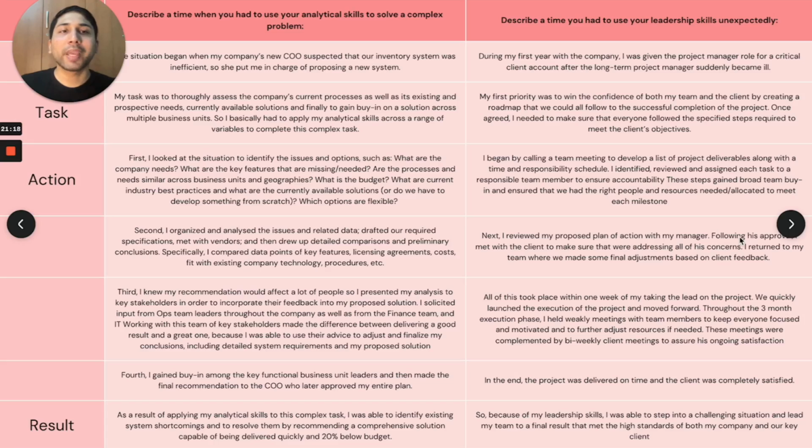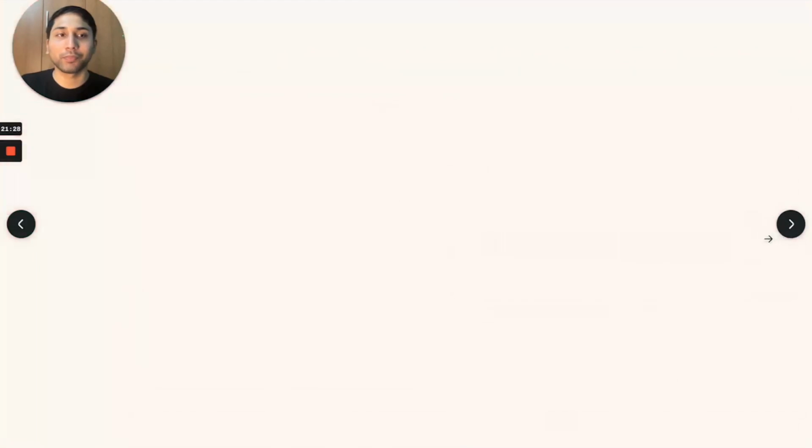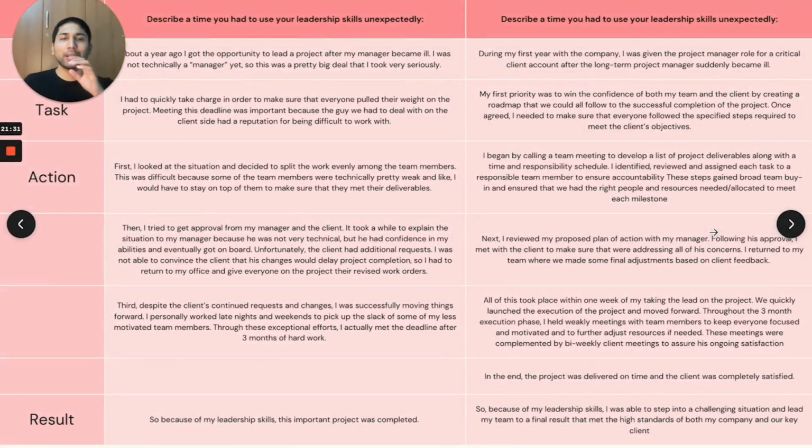Now, compare this to the way you must have written your answer. Does your answer fit the criteria of I in action? What attributes is it showing? Right. Okay.